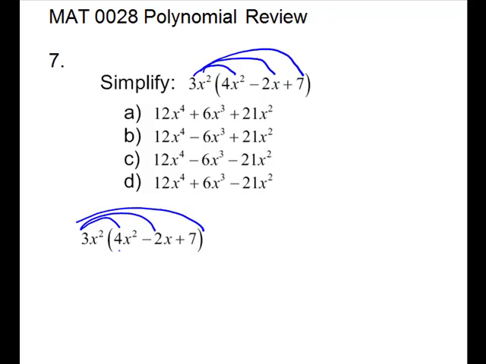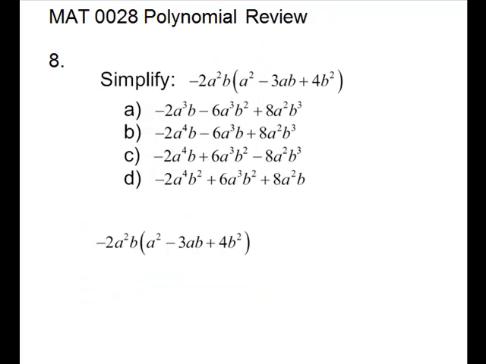So our first terms, 3 times 4 is going to be 12. And you have x squared times x squared gives you x to the 4th. The exponents add. Next we have 3x squared times a -2x. For the numbers, it's going to give you -6. You have x squared times x, which will give you x to the 3rd. Third term, you have 3 times 7 is 21, and x squared. After you finish, parentheses comes off. So we have 12x to the 4th minus 6x cubed, so that brings it down to the middle 2, plus 21x squared makes the choice B.